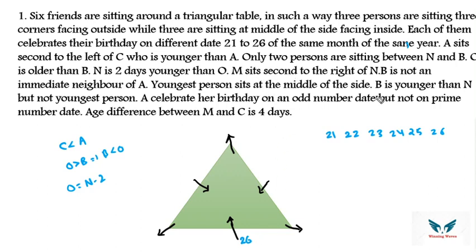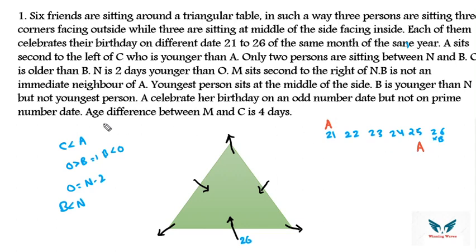Then B is younger than N, but not the youngest person. So B is not 26. A celebrates her birthday on an odd date but not on a prime number. Odd numbers are 21, 23 and 25, and as it is said not on a prime number date, we know that 23 is a prime number. So for A you can put 2 places: it can be on 21st, which is one odd number, or on 25th, which is the second odd number.